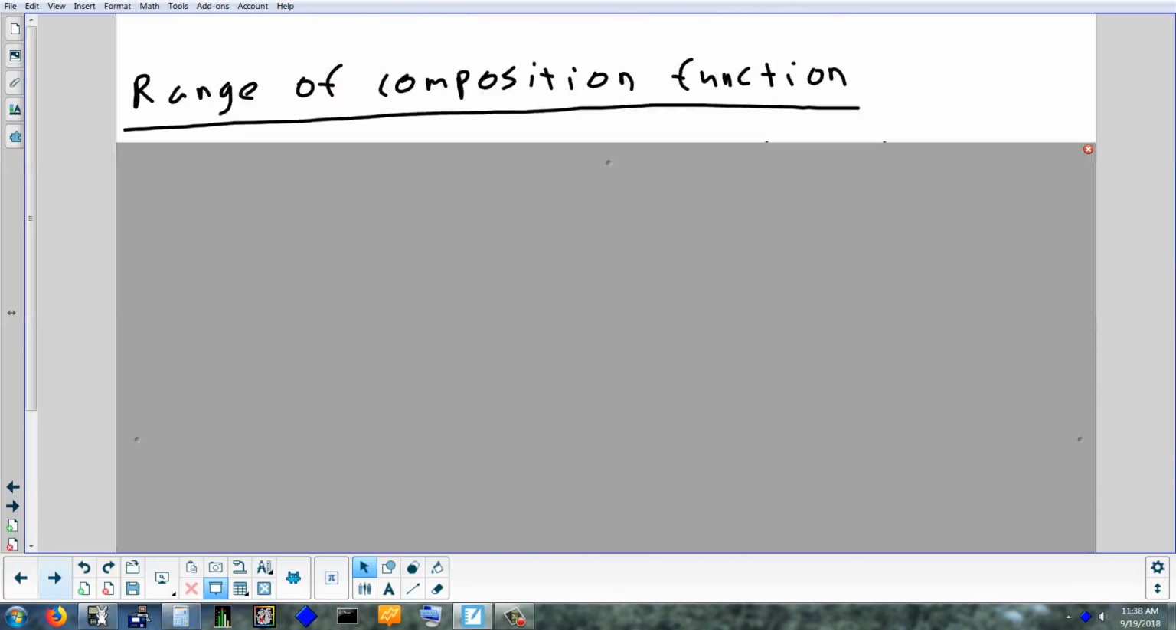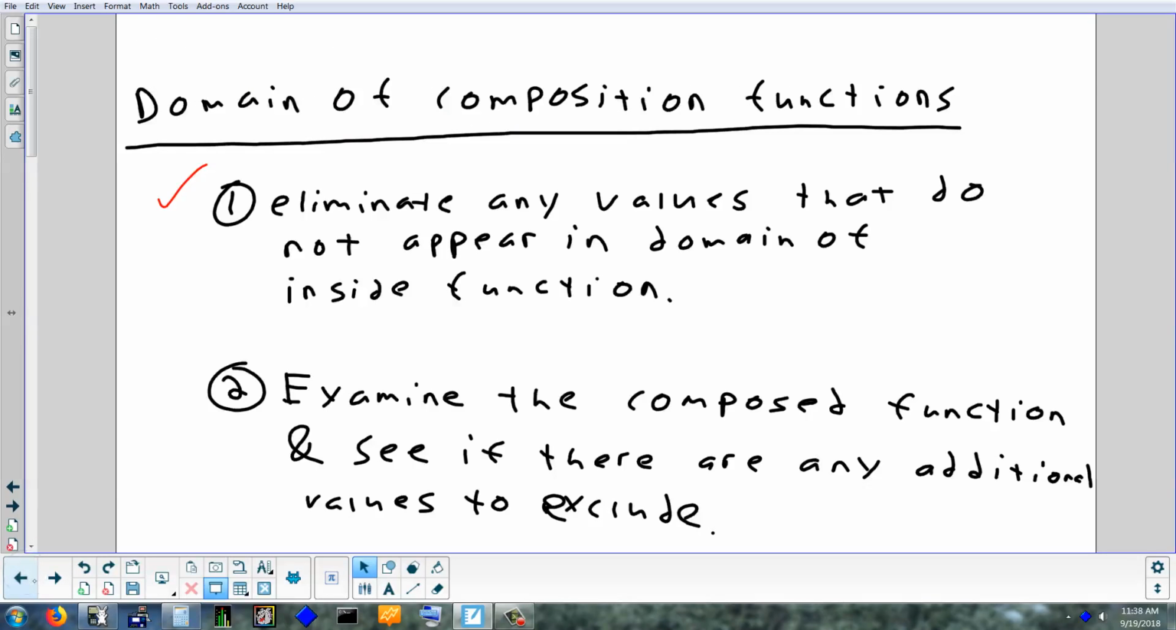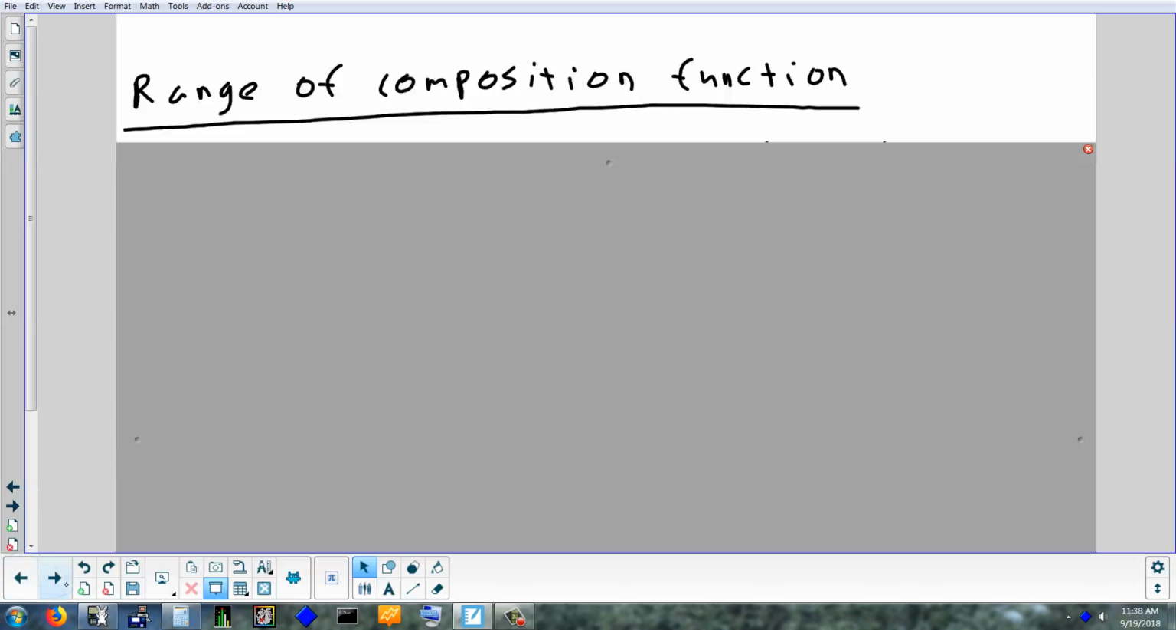Range is a little trickier. Domain, I can be very specific. I can give you an exact set of steps. Do this, do that, you're good. You got the domain. With range, I can't quite do that.